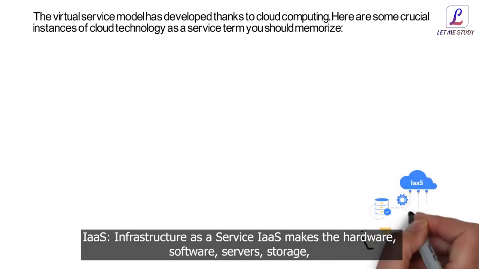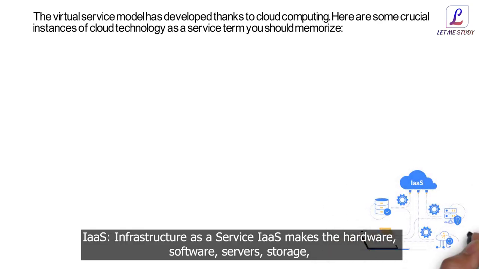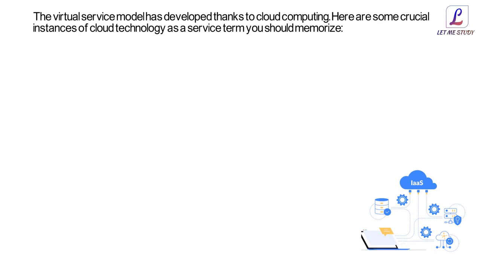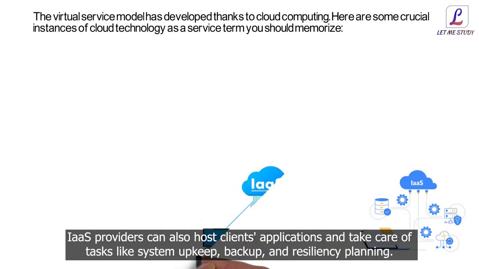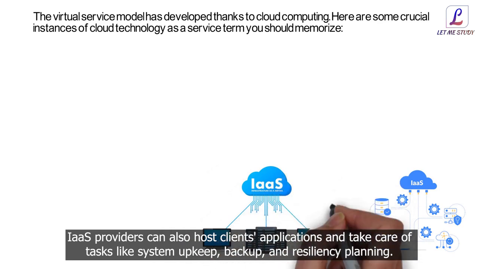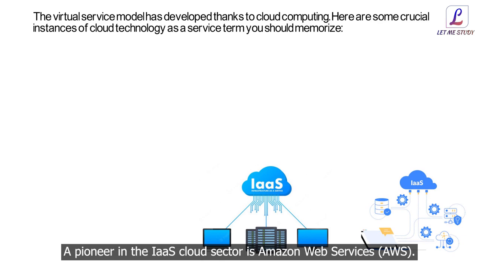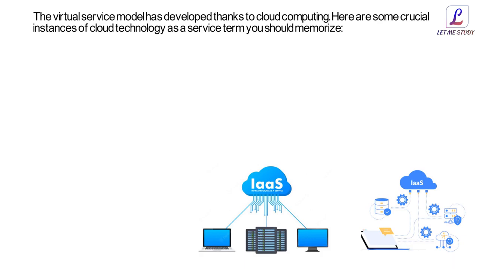IaaS, Infrastructure as a Service. IaaS makes the hardware, software, servers, storage, and other infrastructure components available to the customer. IaaS providers can also host clients' applications and take care of tasks like system upkeep, backup, and resiliency planning. A pioneer in the IaaS cloud sector is Amazon Web Services, AWS.